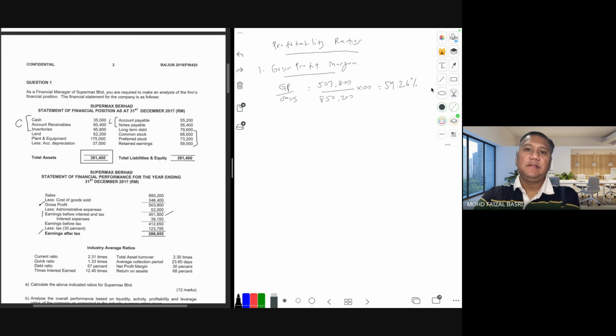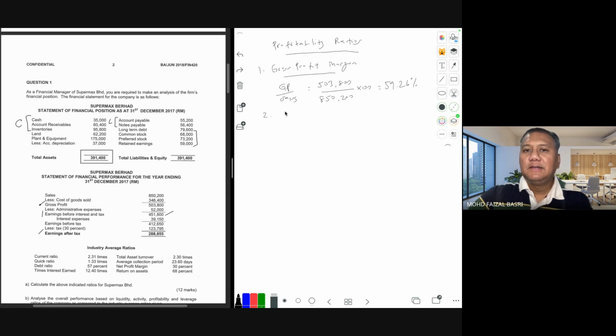Okay, so what does it mean? Out of the 850,200 sales, this company generated 59.26%, ataupun convert the sales 59.26% into gross profit. So the difference between 100% dengan 59 ni, about 41%, adalah the cost of goods sold. So that's how we measure gross profit lah. So dalam ni gross profit margin tak ada, so kita tak boleh compare.